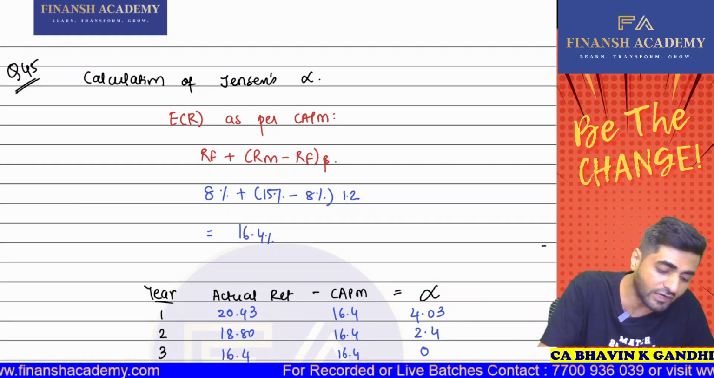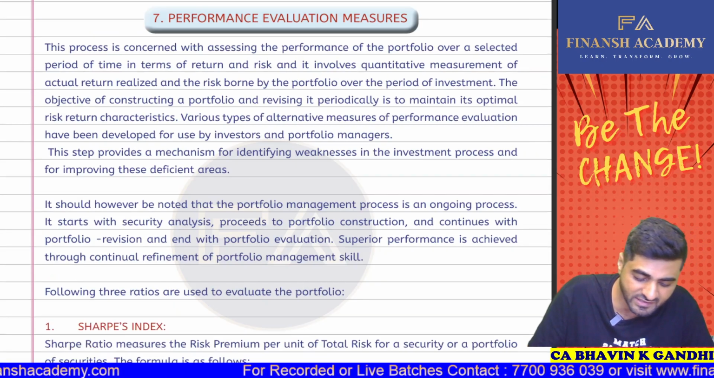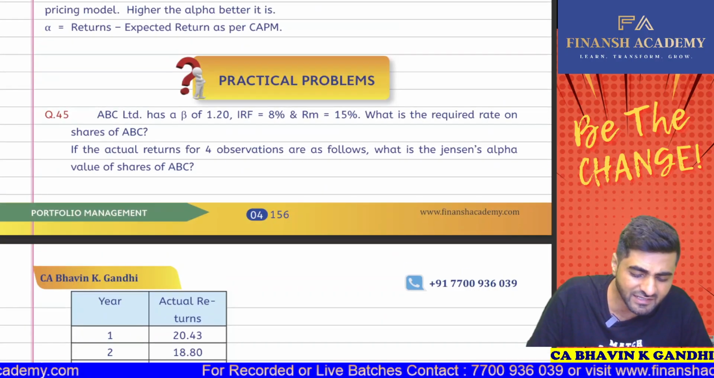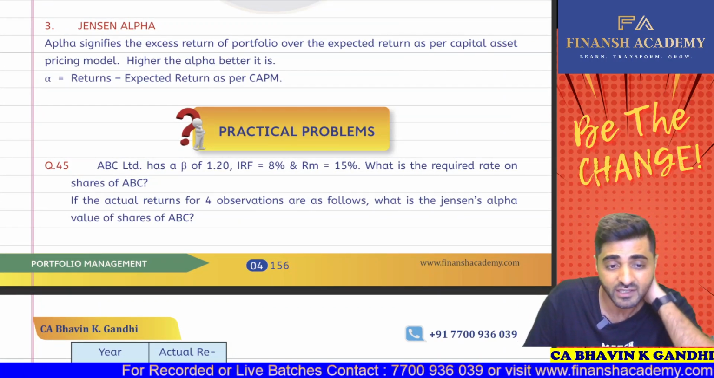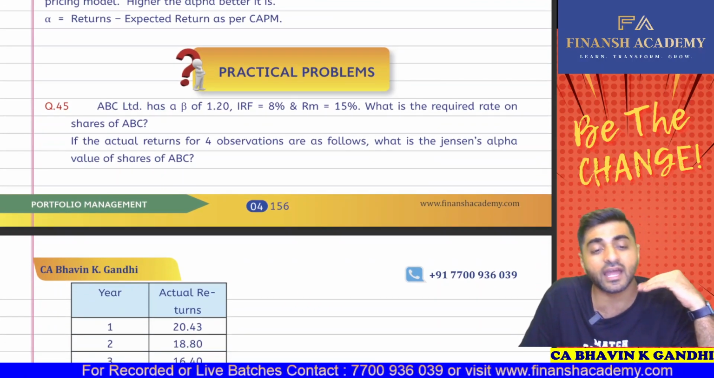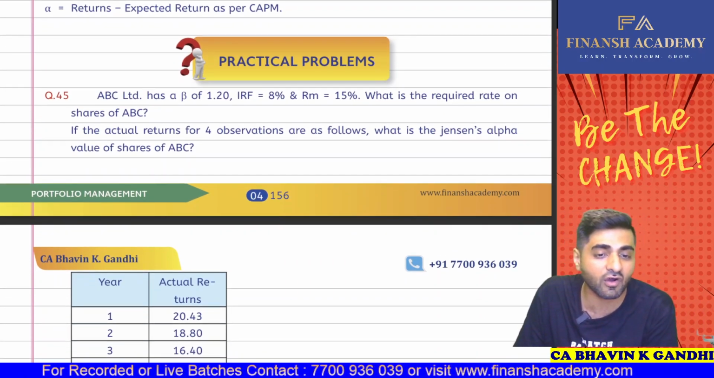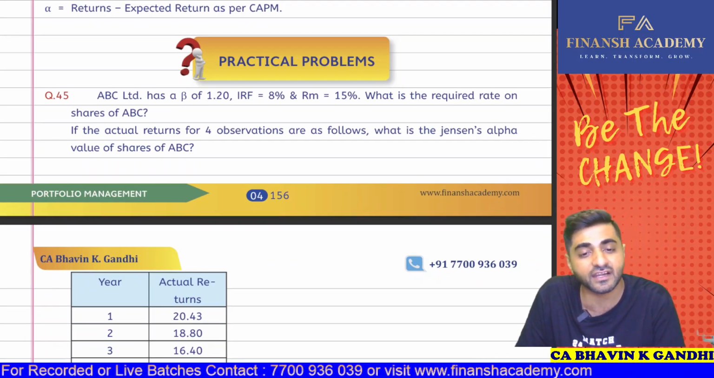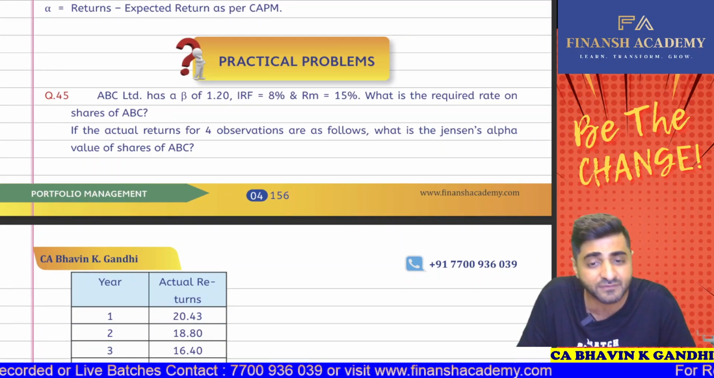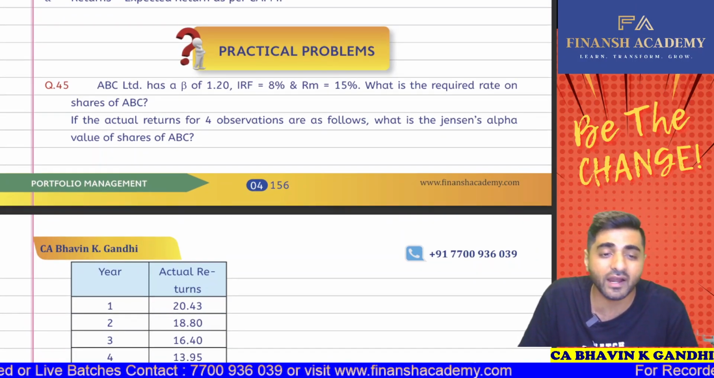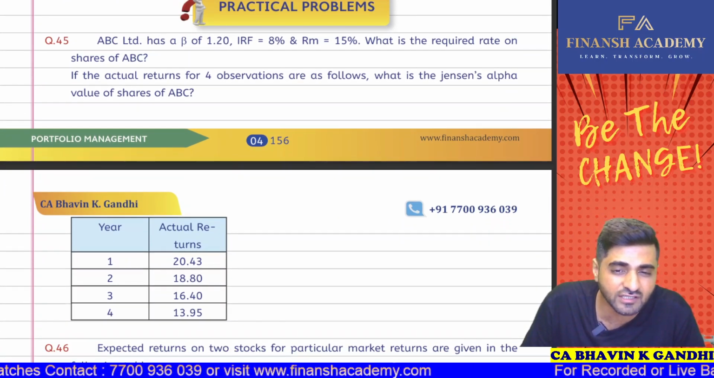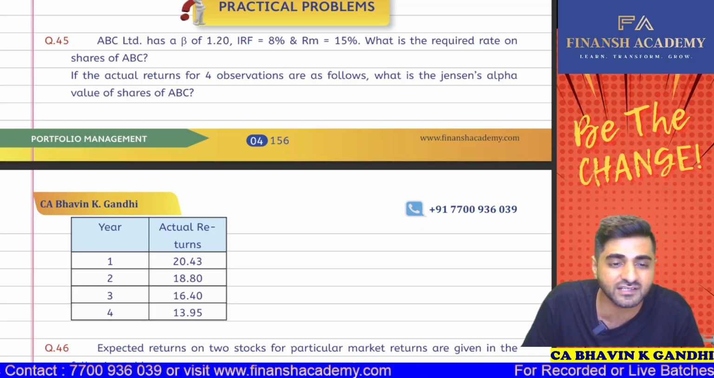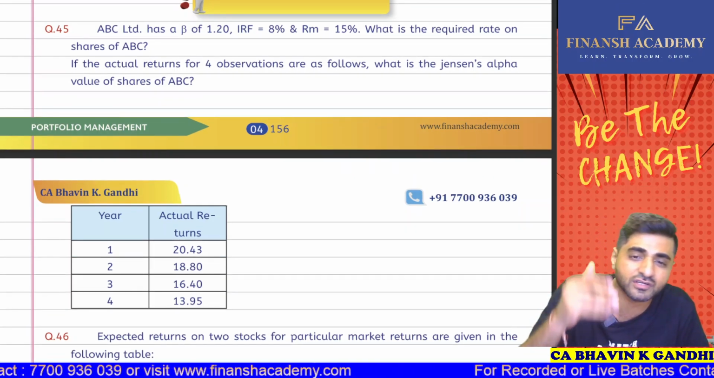Okay. So now let us quickly revise the questions on this. These are relatively easy questions, so I will not take much of your time on performance evaluation measures. See guys, what is given to you is that ABC has a beta of 1.2, the risk-free rate is 8% and RM is 15%. What is the required rate of return on the shares of ABC? And if the actual returns for the 4 observations are these, then what is the Jensen's alpha for the share?